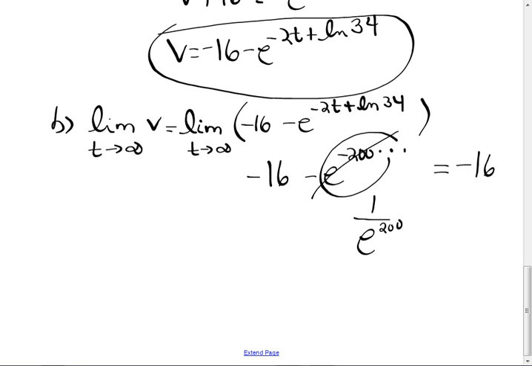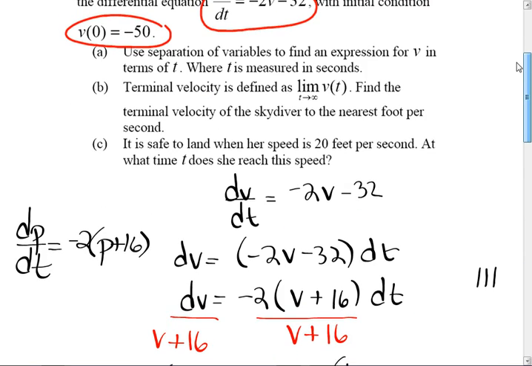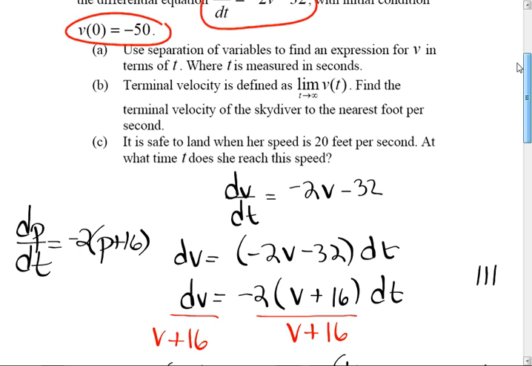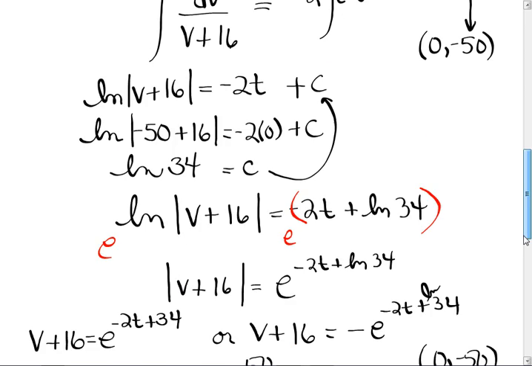So we had 5 up here, 1 at 6. And then it says, it is safe to land when her speed, not her velocity, but her speed equals 20 feet per second. At what time does she reach this speed? Okay.